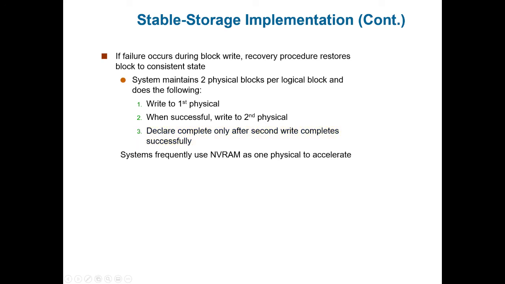During recovery, the pair of blocks is examined. If both blocks are identical, and there is no sign of damage, then no further action is necessary. If one block contains a detectable error but the other does not, then the damaged block is replaced with the good copy. If neither block shows damage but the data in the blocks differ, then replace the data in the first block with the data in the second block.